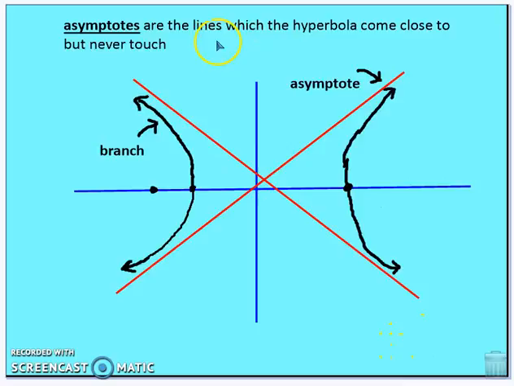All right, asymptotes are the lines which the hyperbola comes close to but never touches. They form the framework for the branches. Here's a branch of the hyperbola, branch 1 and branch 2. The branches get closer and closer to the asymptotes, but they do not touch the asymptotes.